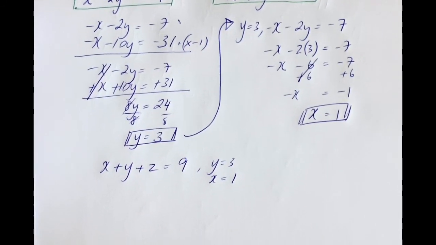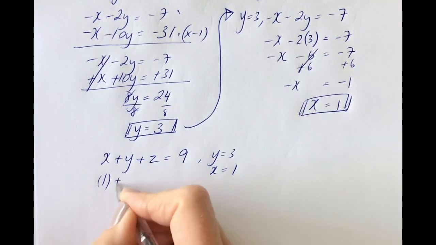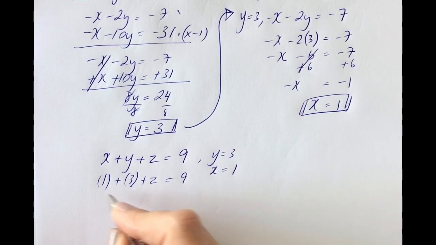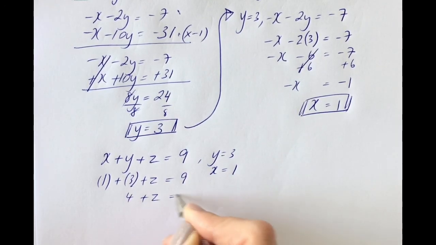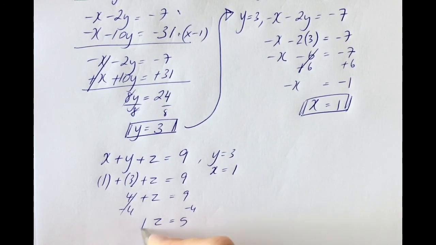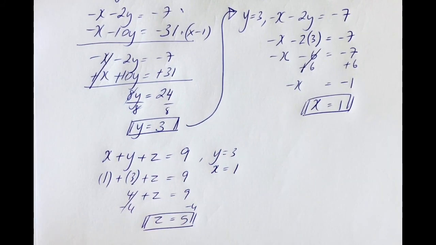Okay, so I end up with 1 for x plus 3 for y plus z equals 9. That's 1 plus 3 is 4 plus z equals 9. Take away 4 from both sides, of course, z is equal to 5. And so my three solutions are y is 3, z is 5, and x is 1.